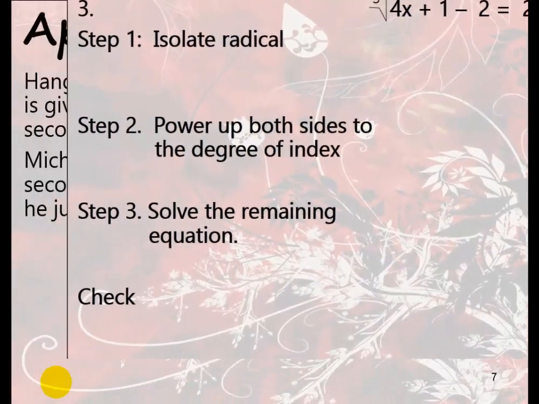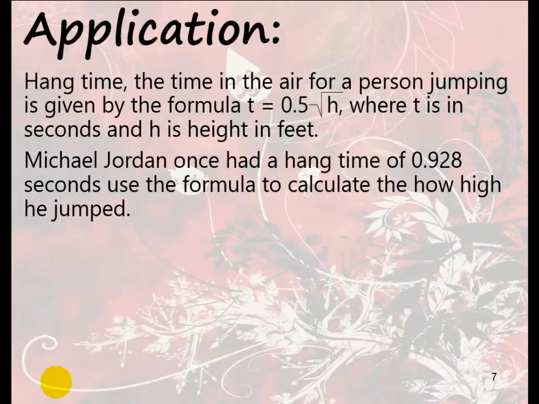So there's lots of applications in the physical world with this square root property. One of them, which is kind of fun, seeing as we're in basketball season, says the hang time, which is the time in the air for a person jumping like a basketball player, is given by the formula t equals 1/2 or 0.05 square root of h, where t is the seconds that they're in the air and h is the height in feet. So Michael Jordan once had a hang time of 0.928 seconds. Use the formula to calculate how high he jumped.